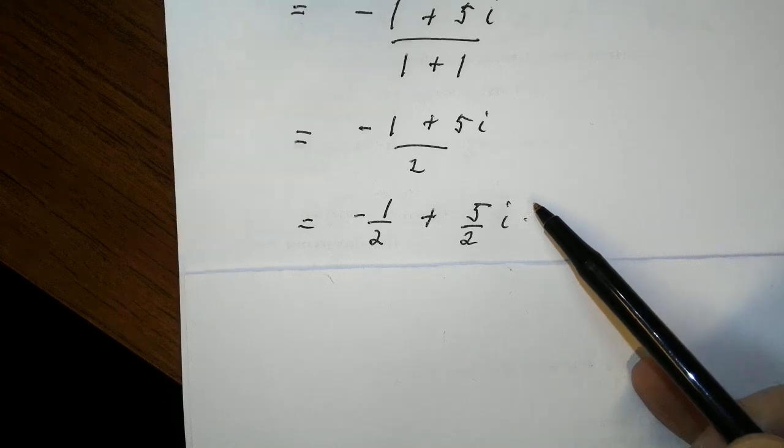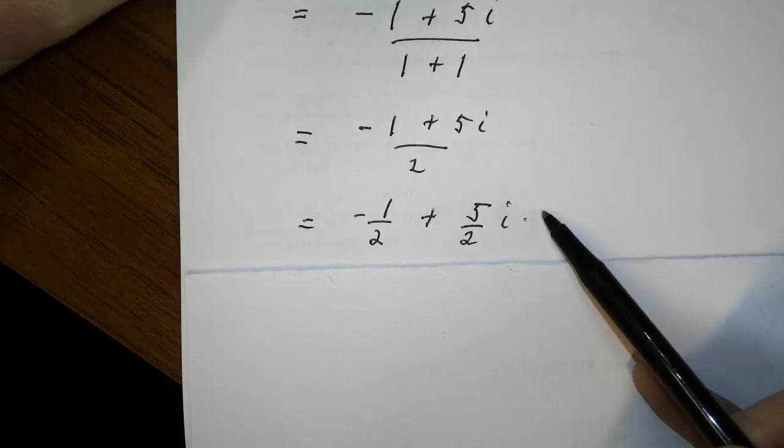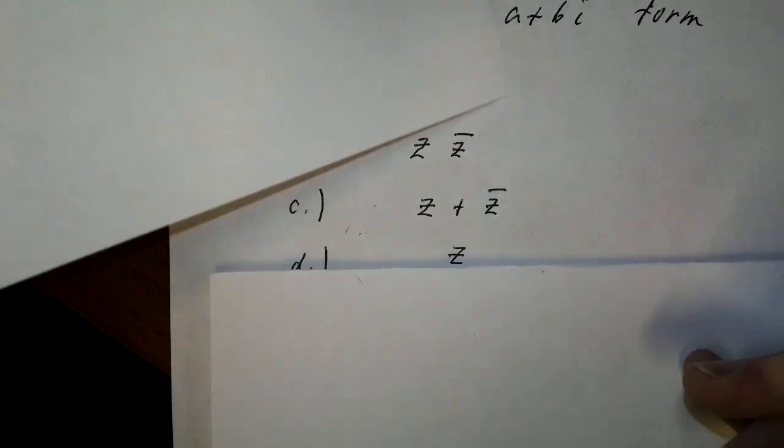It's interesting to note that the set of complex numbers is closed under multiplication, closed under addition. It's an example of what mathematicians call a field, and it is also a vector space.